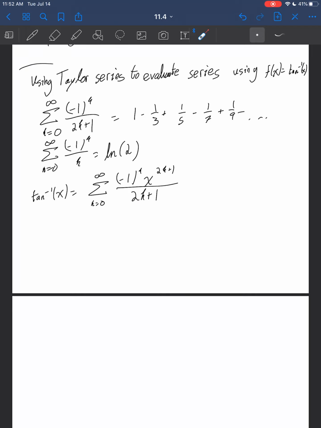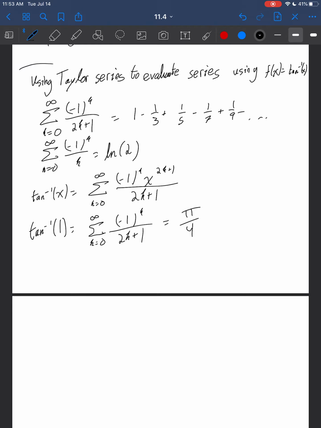Well, these are not quite the same thing at this point because we don't have any x's here. If, however, we say, well, what if x equals 1? Well, then tan inverse of 1 is the sum from k equals 0 to infinity, negative 1 to the k over 2k plus 1, because 1 raised to any power is still going to be 1. And we actually know what tan inverse of 1 is. This is going to be pi over 4.